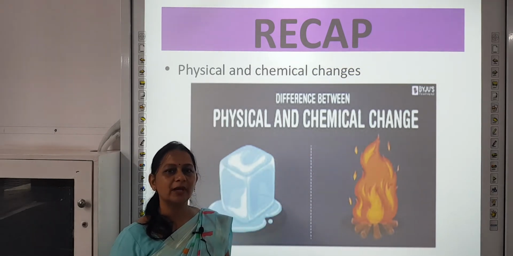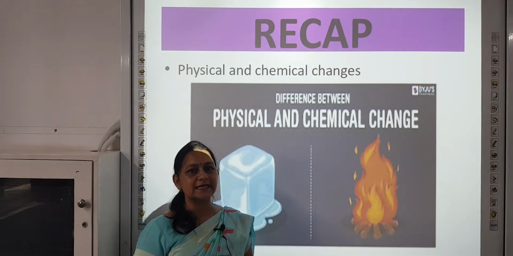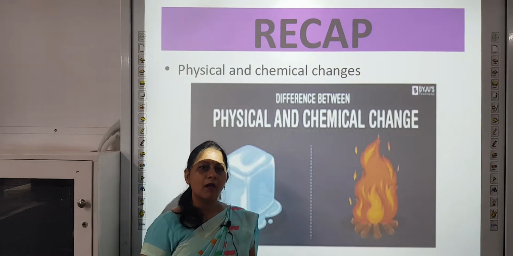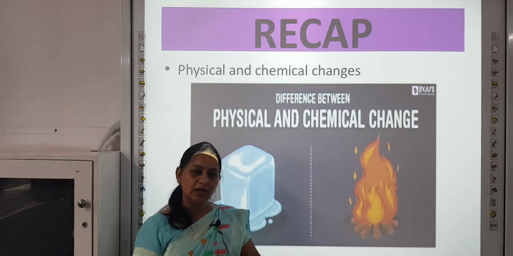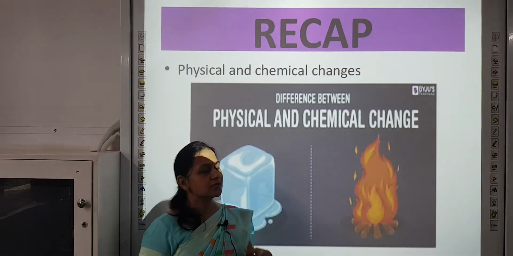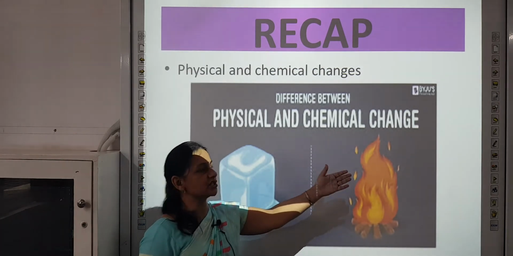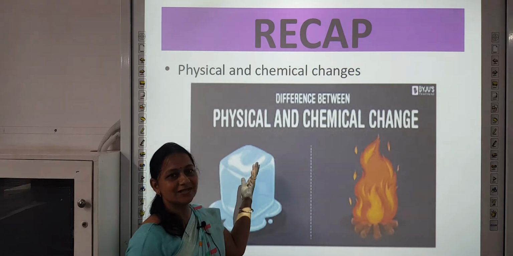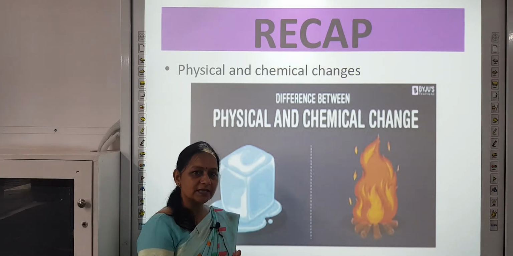Other examples of chemical change are digestion of food, cooking of rice, baking of cookies. All these are irreversible changes and we get a new substance out of it. So, these are examples of chemical changes, whereas examples of physical changes are melting of ice, because it is a reversible process.